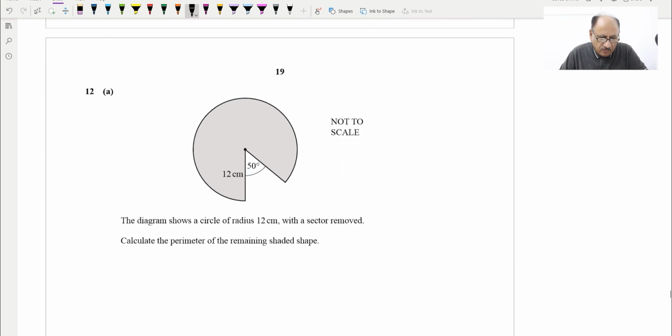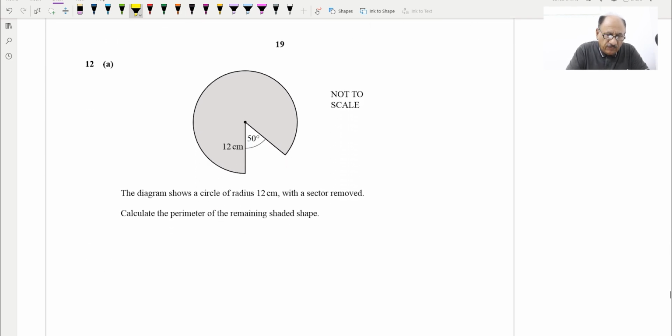Now question number 12, a part. 12a says the diagram is not to scale. The diagram shows a circle of radius 12 centimeter. So this side will also be 12 centimeter radius, and with a sector removed, calculate the perimeter of the remaining shaded shape. So perimeter is required. First we need to understand what is required. This is required, which is 12. This is also required, which is also 12. And this length L of the sector is also required.